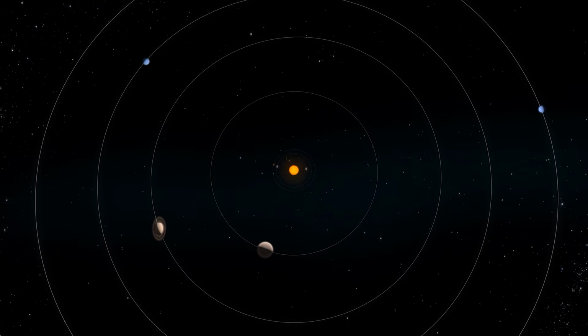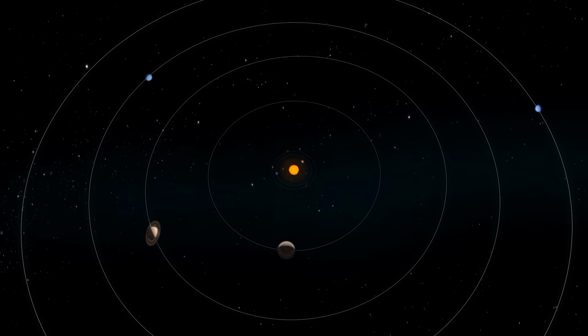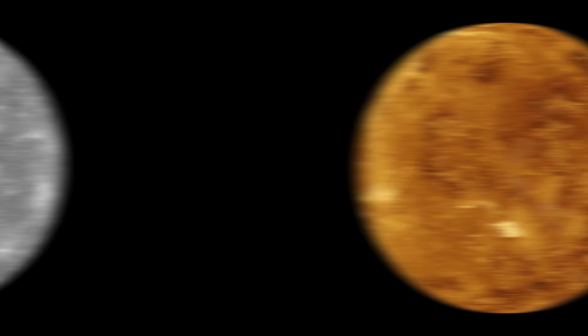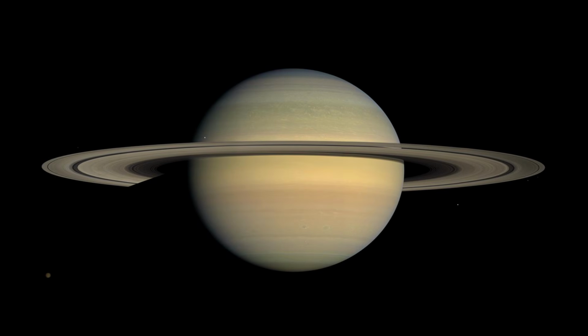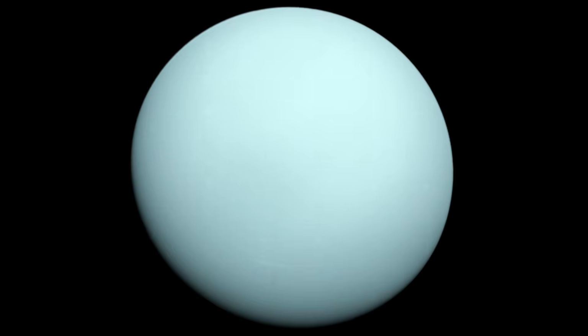How do planets form? Well, that depends on the type of planet. In our solar system, we have 3 categories of planets. There's the terrestrial planets, Mercury, Venus, Earth, and Mars, and then 2 types of giant planets, the gas giants, Jupiter and Saturn, and the ice giants, Uranus and Neptune.